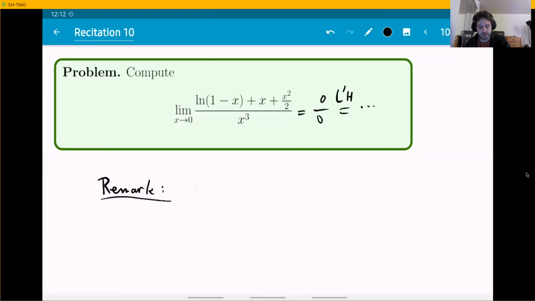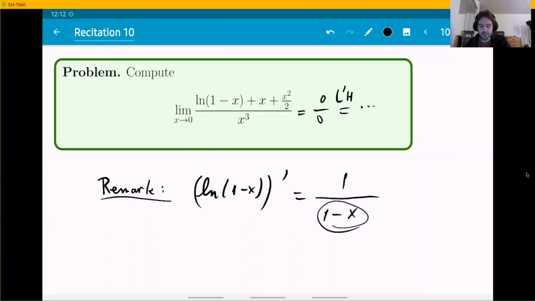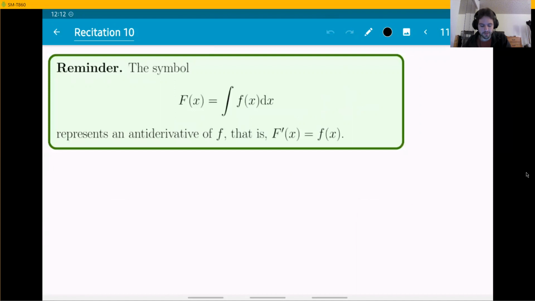But at least I'm going to point you to this remark. What is the derivative of ln of 1 minus x? Don't say that it's just 1 over 1 minus x. That would be incorrect. This is the derivative of the ln function evaluated at the function 1 minus x. But this is the inner function in the chain rule. You need to multiply this by its derivative, which is minus 1. That's the derivative. So keep this in mind, but try to do this yourself. I'm going to be moving on.